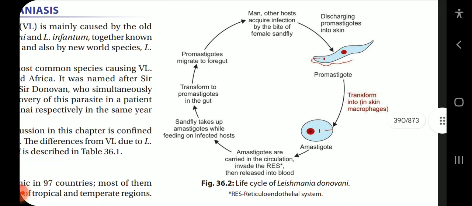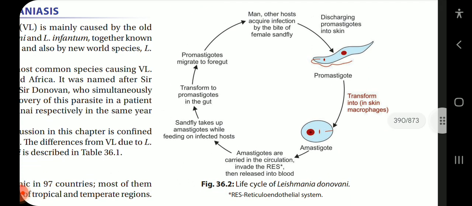Now in this figure we can see the life cycle. Starting from promastigote, man and other hosts acquire infection by the bite of the female sandfly, discharging promastigotes into the skin. These promastigotes are taken up by skin macrophages and transform to form amastigotes.